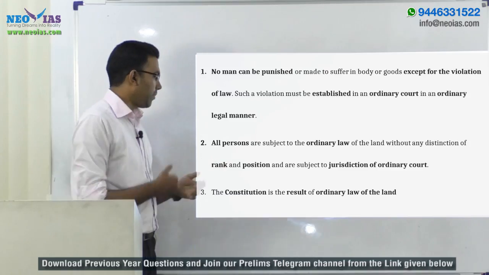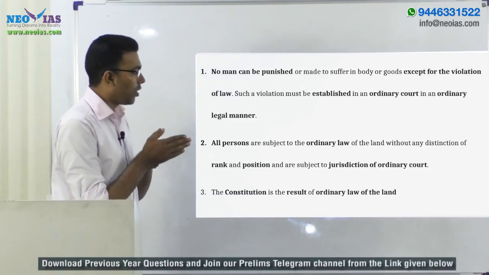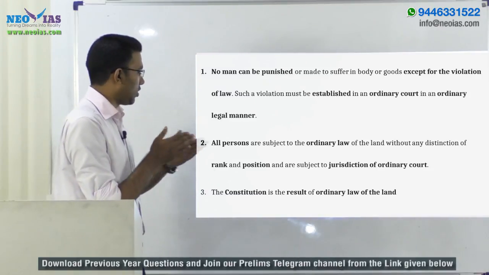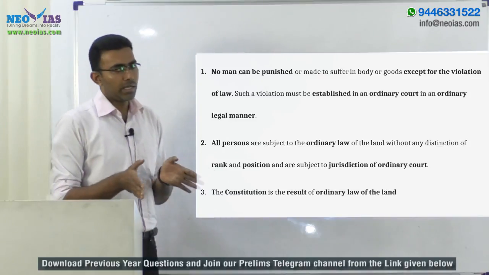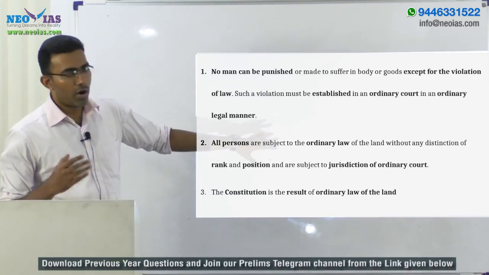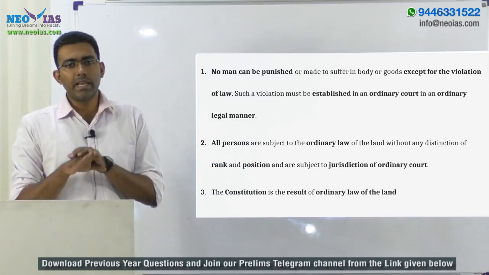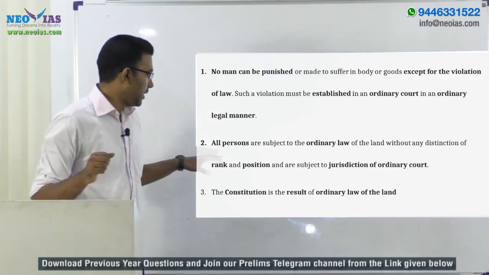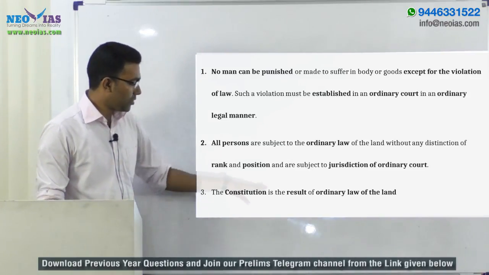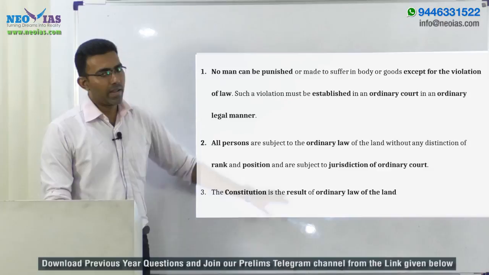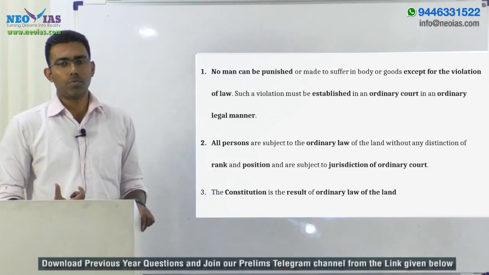So again, the second statement, all persons are subject to the ordinary law of land without any distinction of rank and position and are subjected to the jurisdiction of ordinary court, which means that it is placing an equality before the law. So the second statement is also correct. And the third statement, the Constitution is a result of ordinary law of land. It actually brings in parliamentary supremacy.